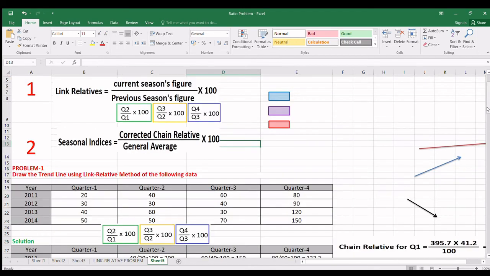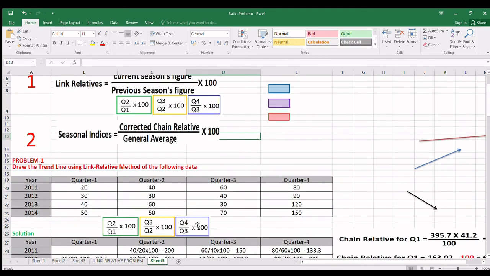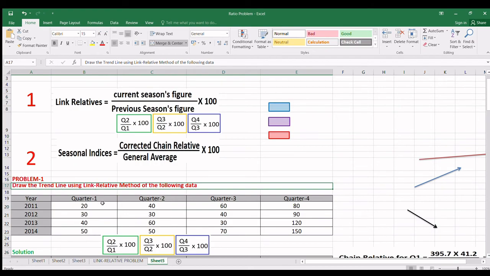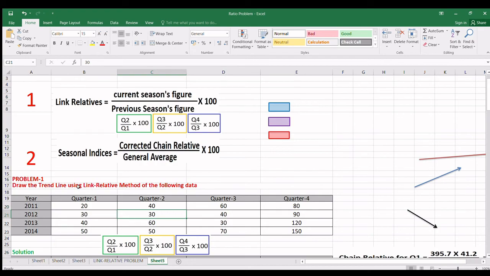This is my question, as you can see on the screen. In the question, problem one is: draw the trend using the link relative method for the following data.